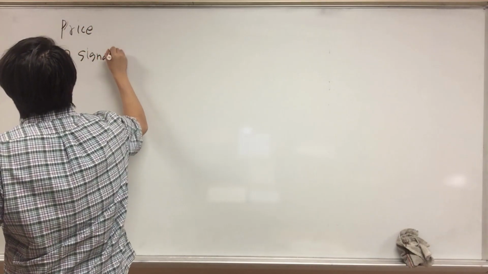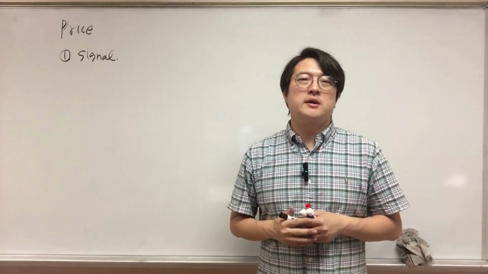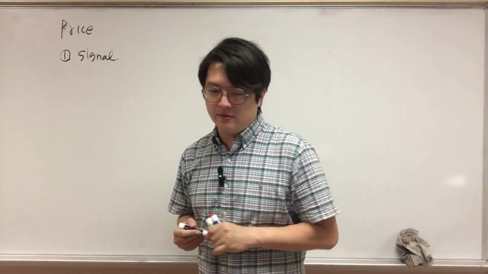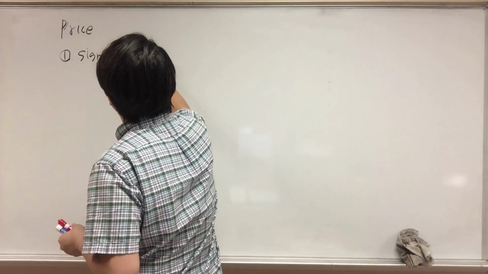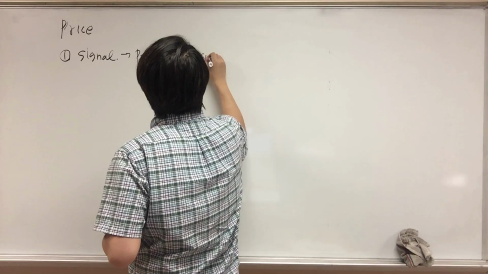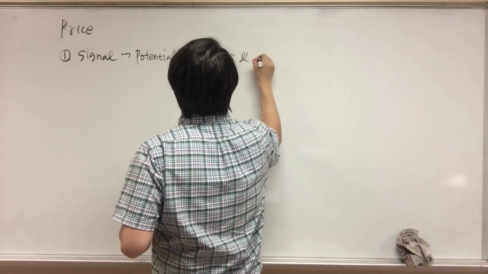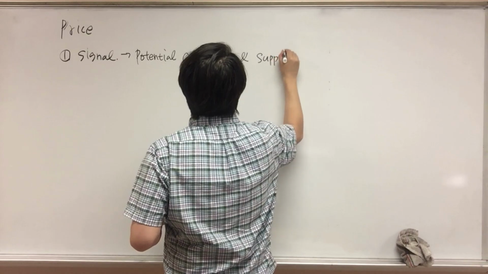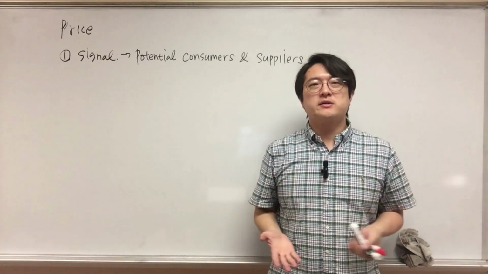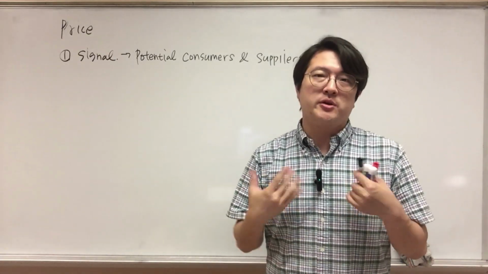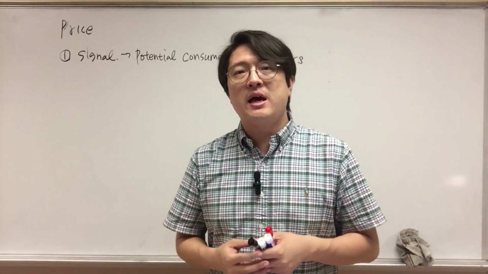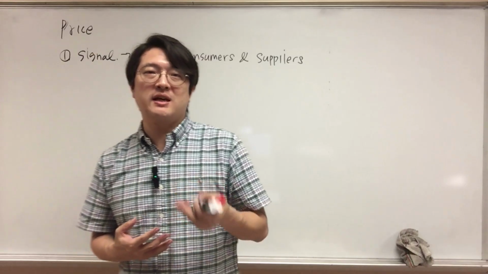price can be a signal. So first, the price is the signal for the potential consumers and suppliers, right? The price tells the suppliers how much buyers value their products, and the price tells the consumers how expensive it is for producers to sell the products.